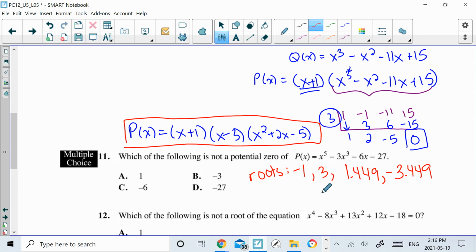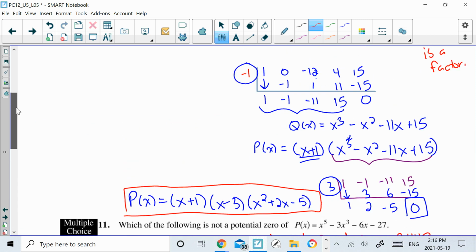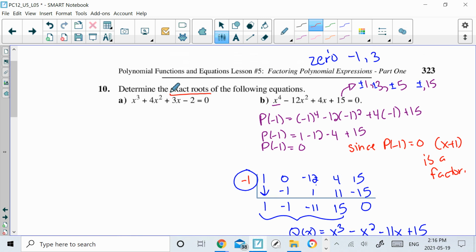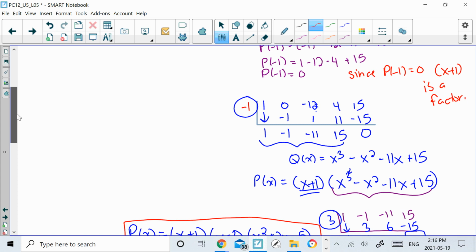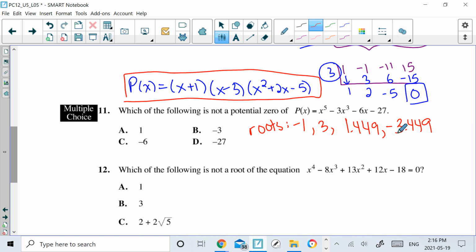The reason why I need to do this last thing, it's something from 20-1, is they use the word exact. Exact means no decimals. I've given my answers as decimals. How do I get these numbers as exact values?